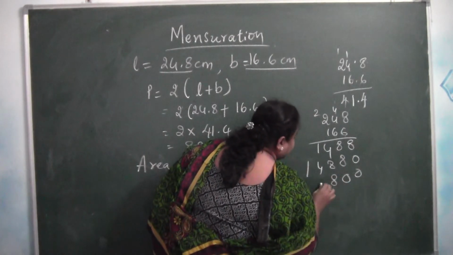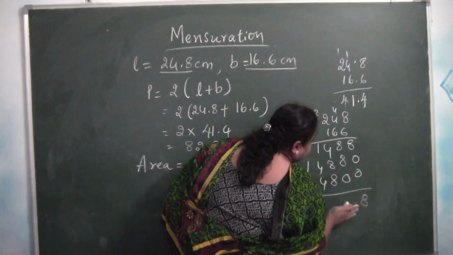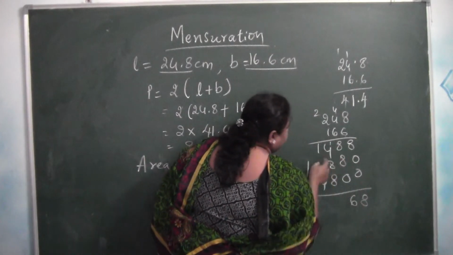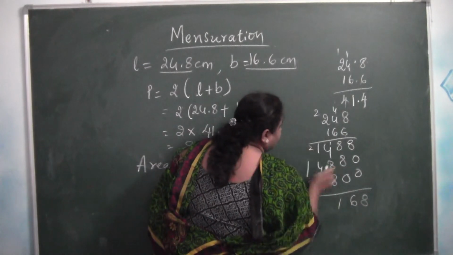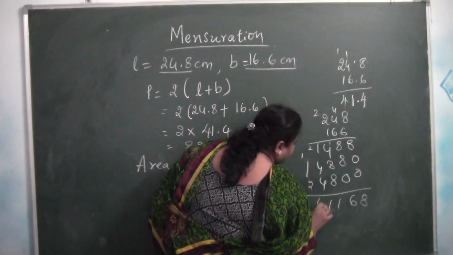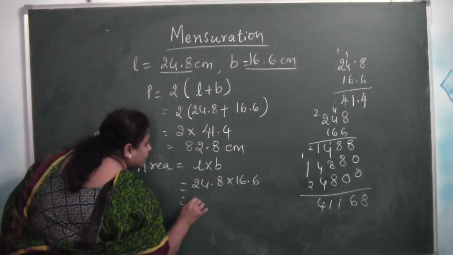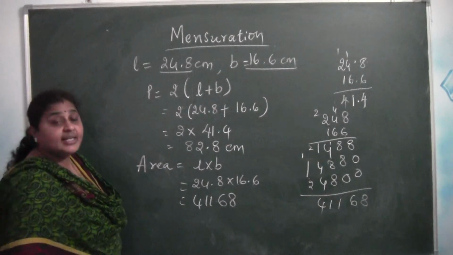1 8s are 8, 1 4s are 4, 1 2s are 2. 8, 16. 8 plus 8, 16 plus 4, 20, 21. 4 plus 4, 8 plus 2, 10 plus 1, 11, 4. So what is the answer we got? 4168. So where I need to place a decimal?